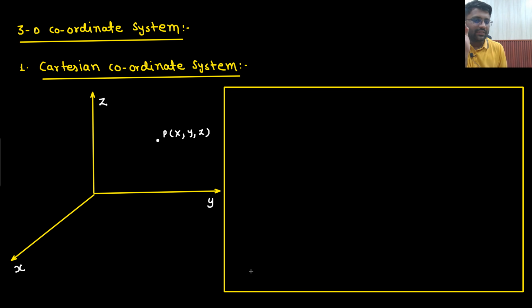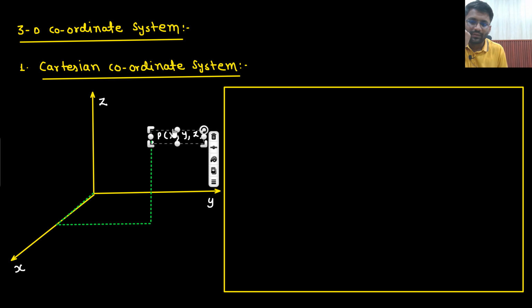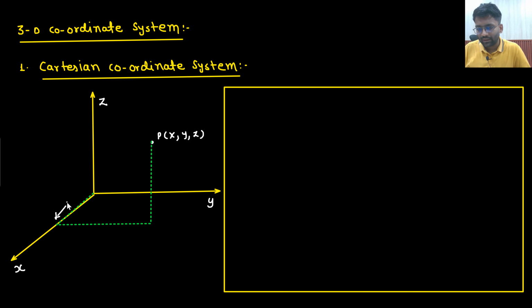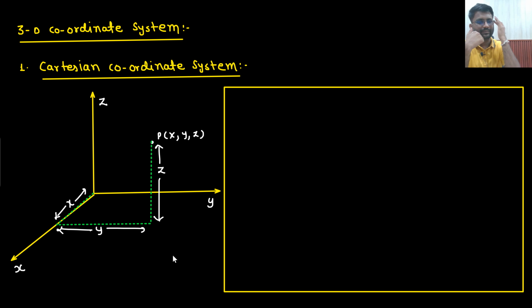This is the Cartesian coordinate system that we are studying, which we already know. What would you do, sir? You will work for a distance x, you will work for a distance y in y direction, and then in the z direction you will work for a distance z, and you will reach the point P. You will work for a distance x in x direction, a distance y in y direction, and a distance z in z direction, and you will reach the point P. That is very simple, right?